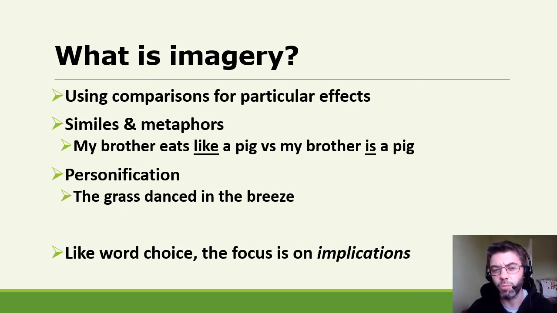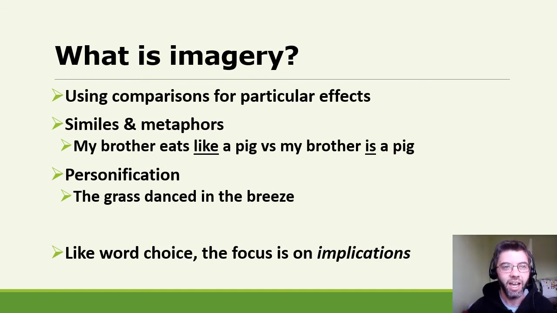Another version of imagery is personification. It comes up a little less often in the stuff we do in the classes, but it's still important. Things like the grass dancing in the breeze: it's where you transfer living, human qualities onto things that aren't human. That example is still imagery because it has a literal interpretation, which is that the grass is moving as the wind blows. But if all you wanted to say was that, you would just say that. The grass danced in the breeze suggests other things.